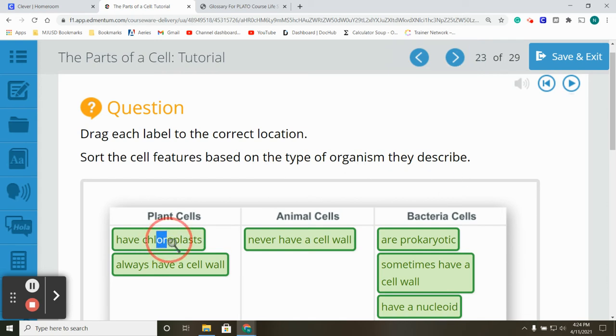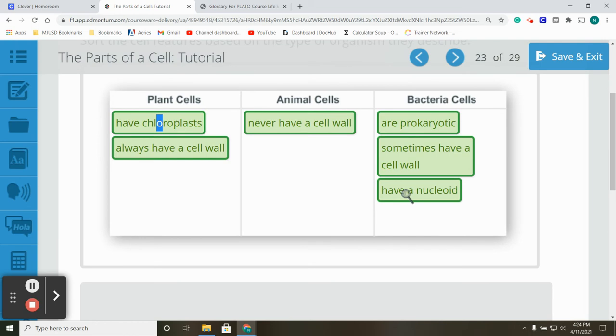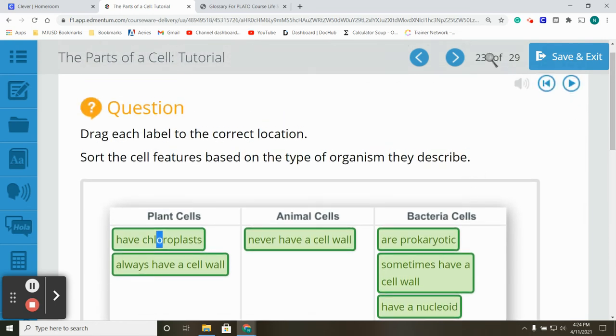Plant cells have chloroplasts. Plant cells always have a cell wall. Animal cells never have a cell wall. They don't have chloroplasts, and they don't have a cell wall. Okay, bacteria are prokaryotic, sometimes have a cell wall, and have a nucleoid.